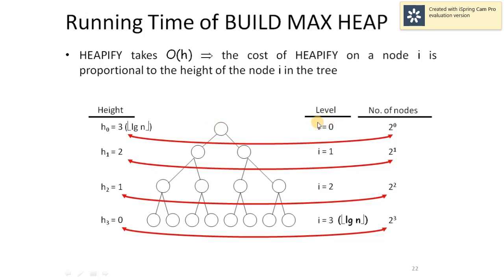Root, it should be at level 0. Then we have level 1, 2 and 3. At max, the level comes out to be log of n, and level starts from value 0. Next, we have to compute the total number of nodes which are present at any particular level.